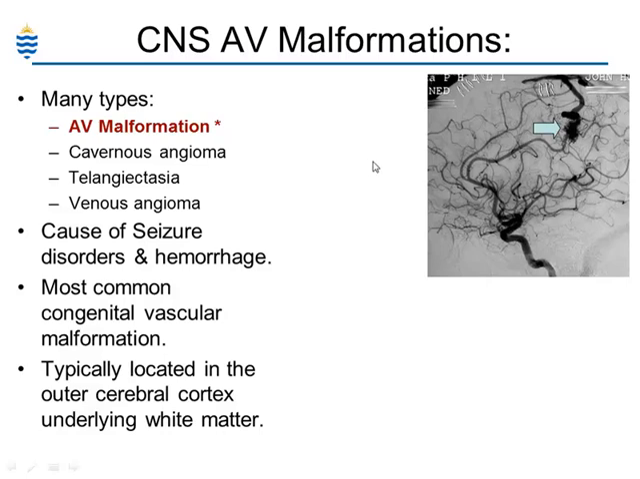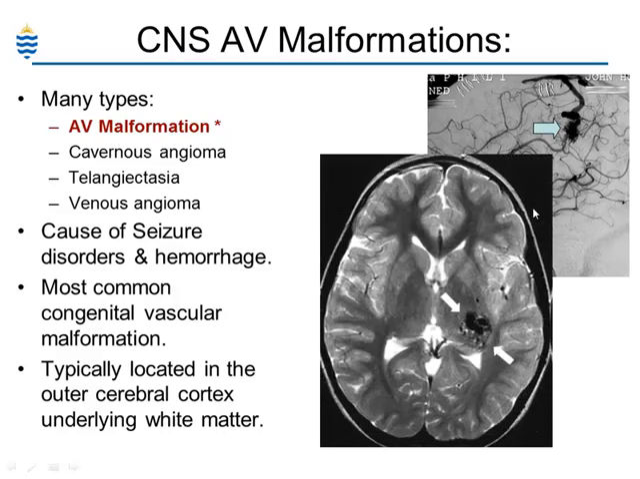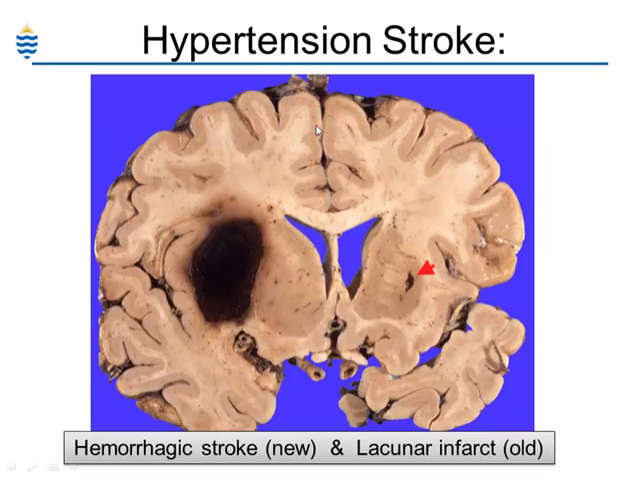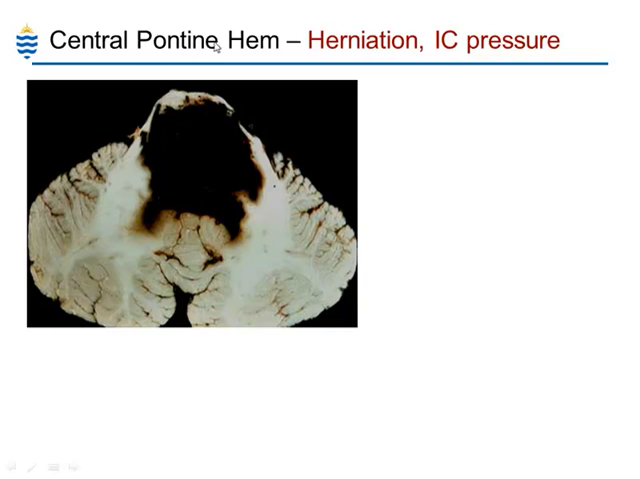AV malformations are congenital, in the GI tract, lungs, and the commonest is brain. It produces a focal tuft of abnormal blood vessels, it can bleed. But hypertension stroke in this location, central pontine hemorrhage, do not think of any stroke. It is increased intracranial pressure, herniation of the brain.